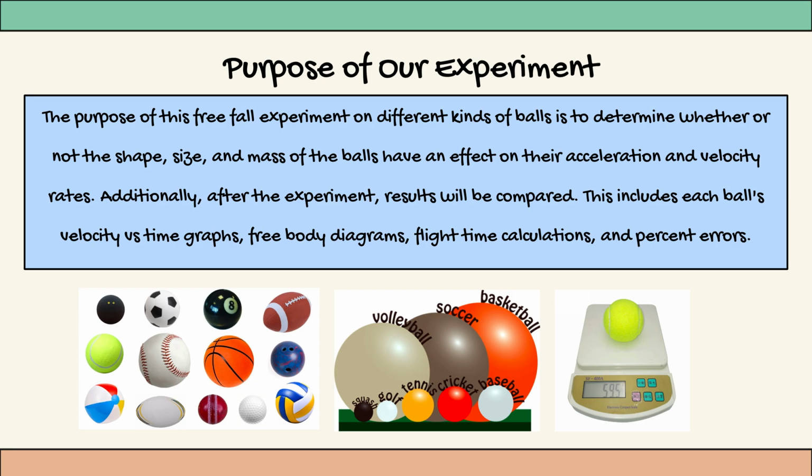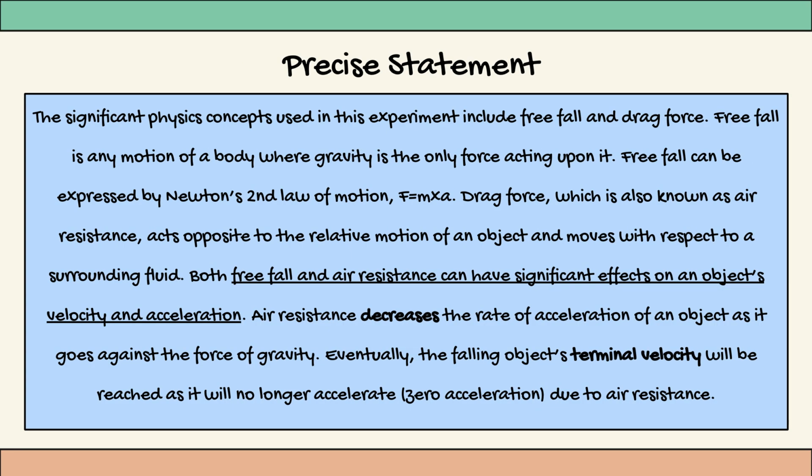The purpose of our experiment. The purpose of the freefall experiment on different kinds of balls is to determine whether or not shape, size, and mass of the balls have an effect on their acceleration and velocity rates. Additionally, after the experiment, results will be compared. This includes each ball's velocity versus time graphs, free body diagrams, flight time calculations, and percent errors.